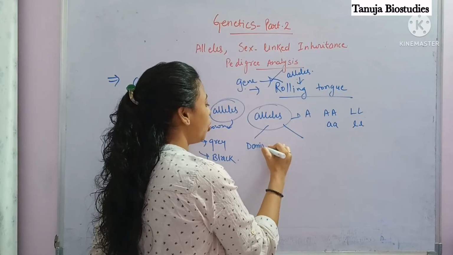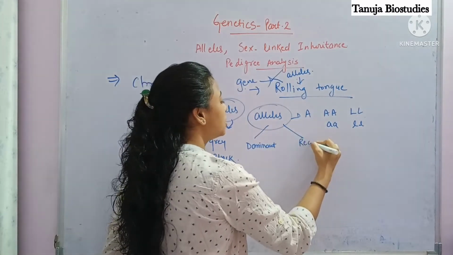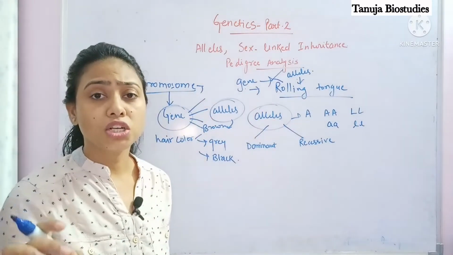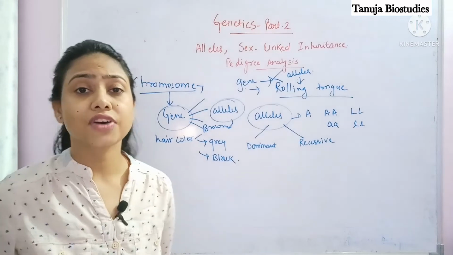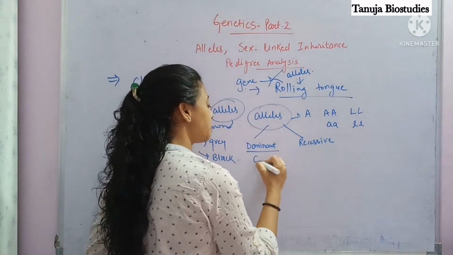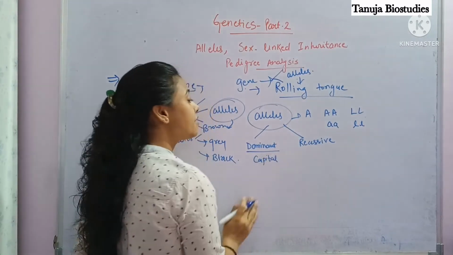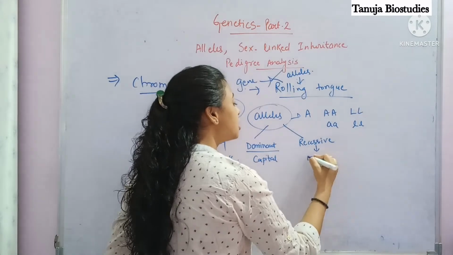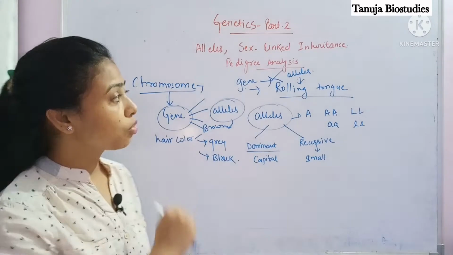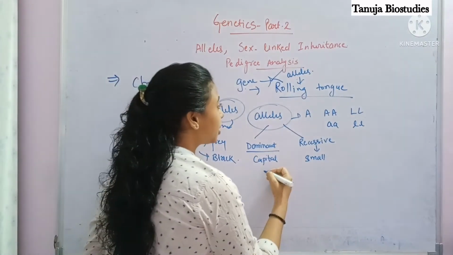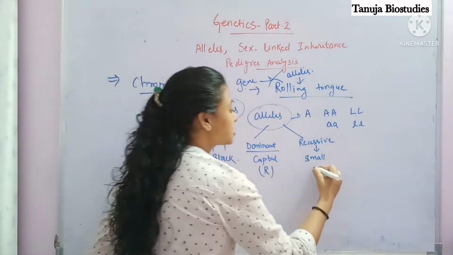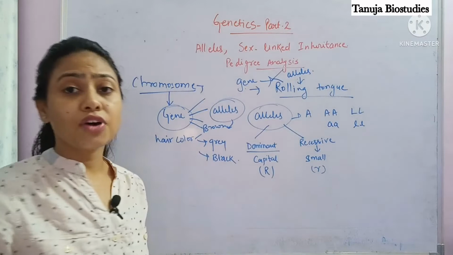Alleles are of two types: one is called the dominant allele and another is called the recessive allele. According to the law of genetics, a dominant allele is always expressed in a capital letter and a recessive allele is always expressed in a small letter. Clear? Fine. So suppose we take rolling tongue, and we take R as the letter. So capital R shows the dominant allele and small r shows the recessive allele.